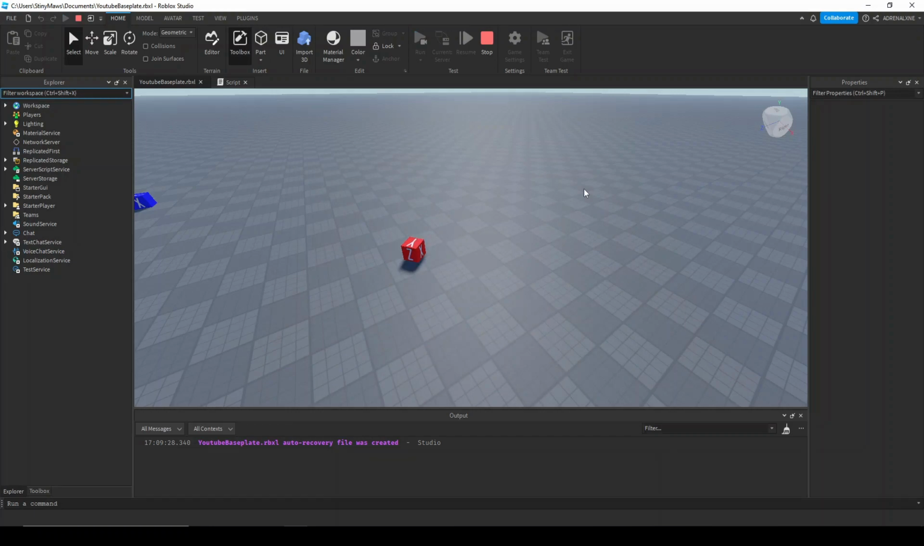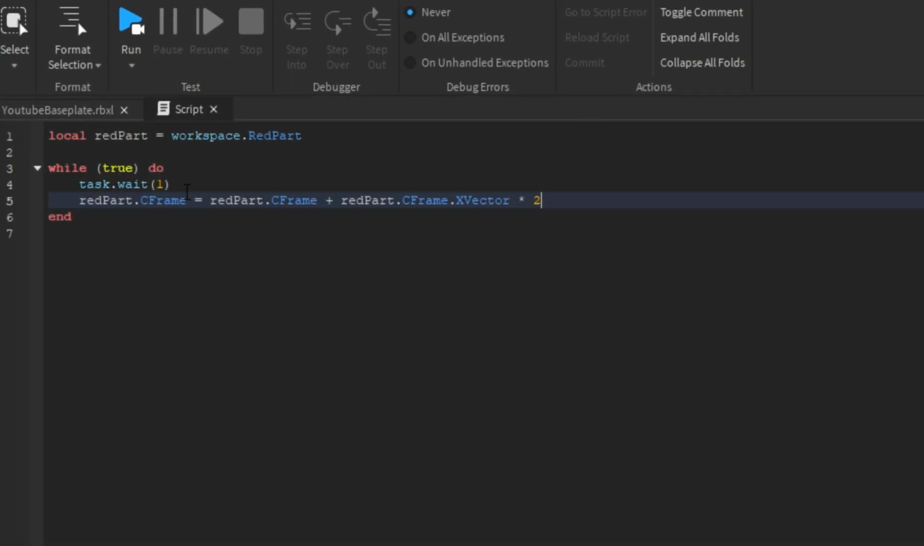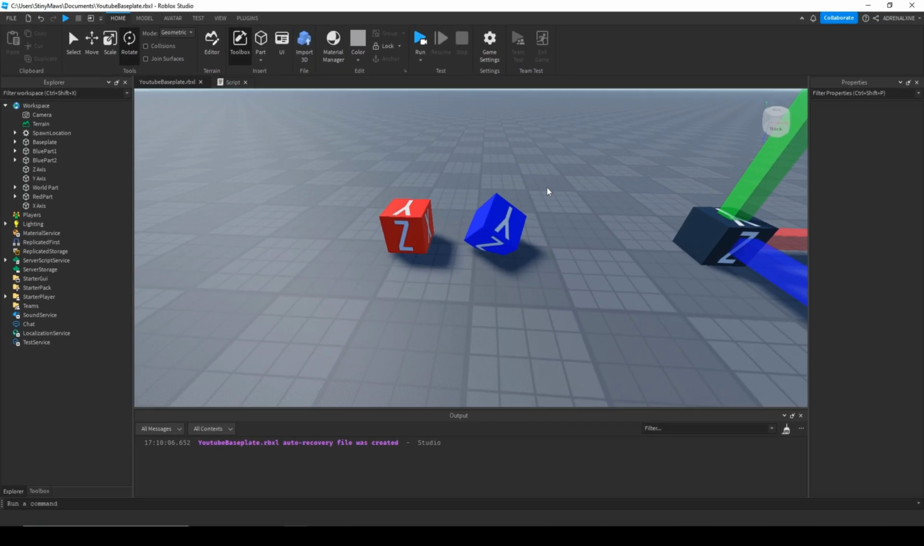If I wanted to move the part to the left, I would just simply multiply the right vector by a negative number. I can do the same going forwards and backwards, and I can do the same going up and down. Now onto the functions.